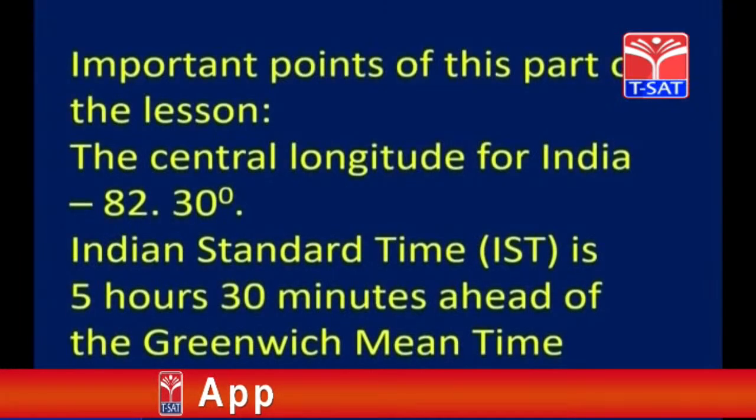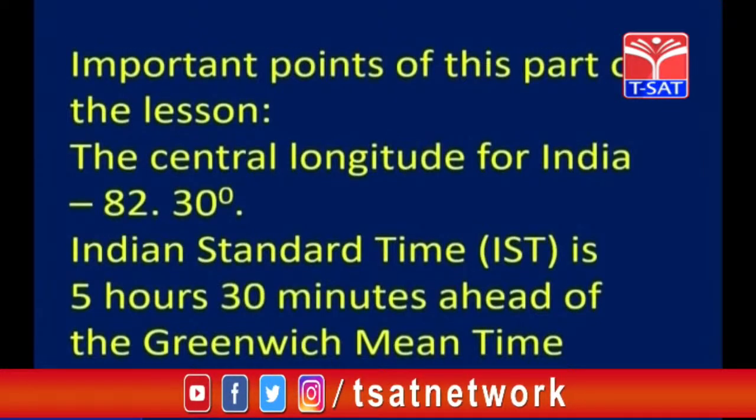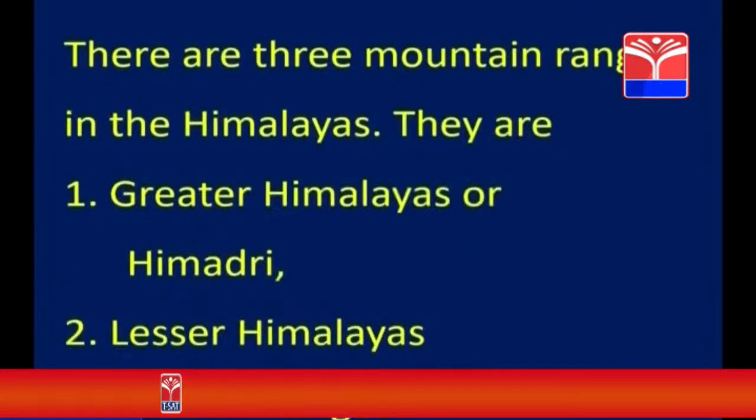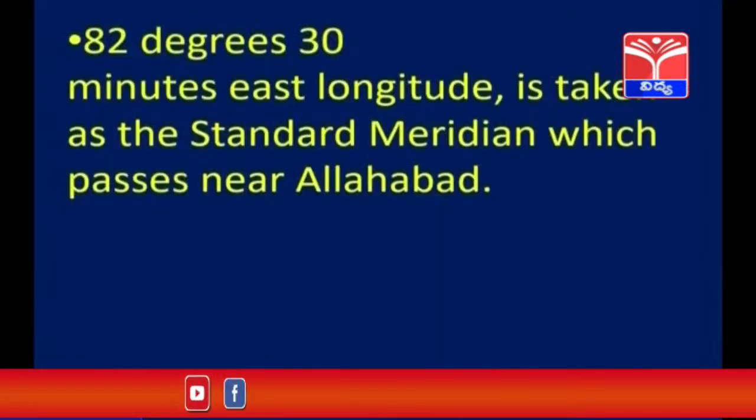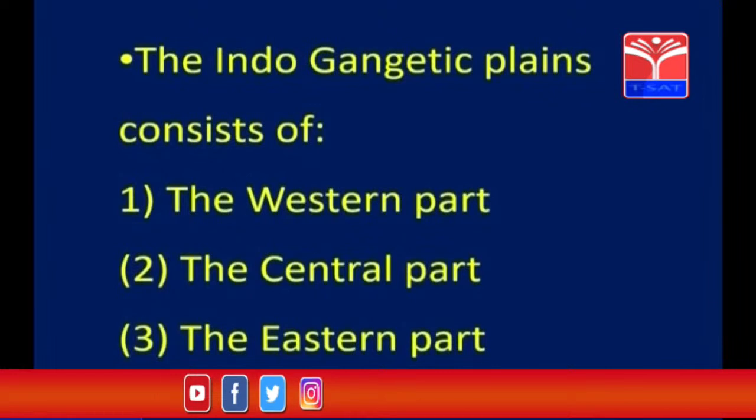Now let us see some of the important points we have covered. The central longitude is 82.5 degrees eastern longitude, that is 5.5 hours ahead of the Greenwich Mean Time. The Himalayas are divided into three categories: Greater Himalayas, Lesser Himalayas and Sivaliks. And the Indo-Gangetic plain consists of the western part, central part and the eastern part.